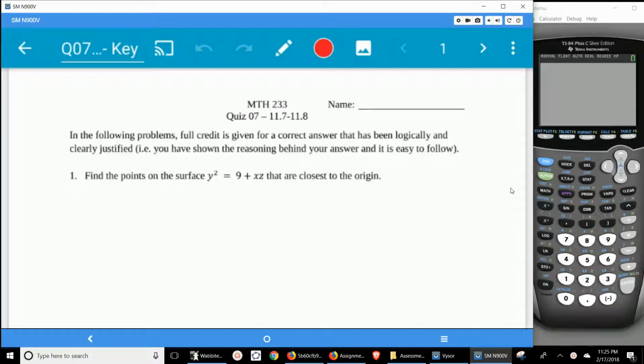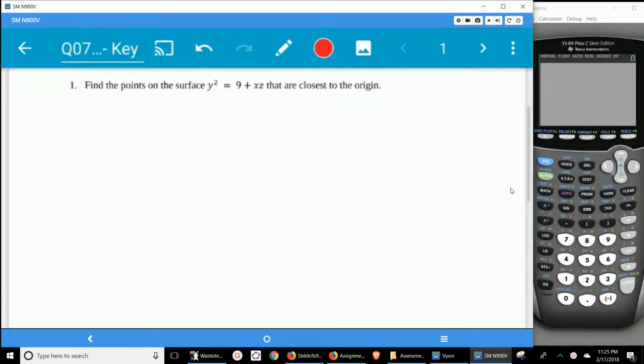Okay, students, this is the key to quiz 7. So there's only 2 questions on this. It says find the points on this surface closest to the origin. So the trick to this is to minimize the square distance.